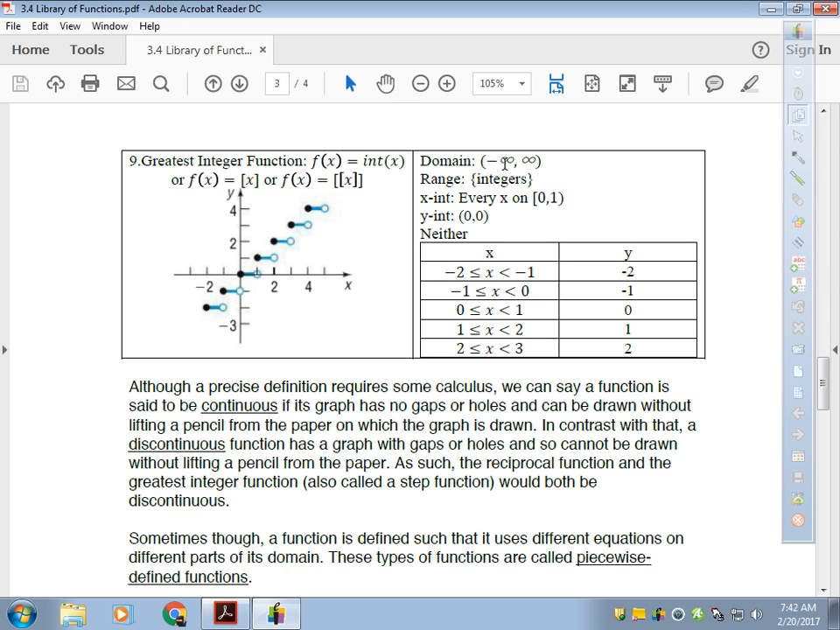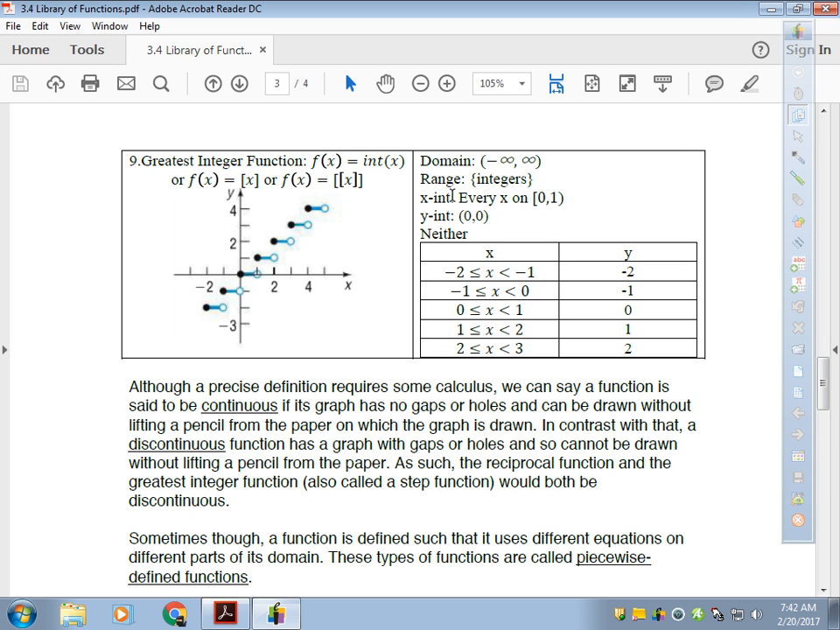This has a domain of negative infinity to infinity. We can plug any number in for x here. The range, though, is just the set of integers. The y values are only at whole numbers. So negative 2, negative 1, 0, 1, 2, 3, 4, etc., etc. It's only the integers. All right.